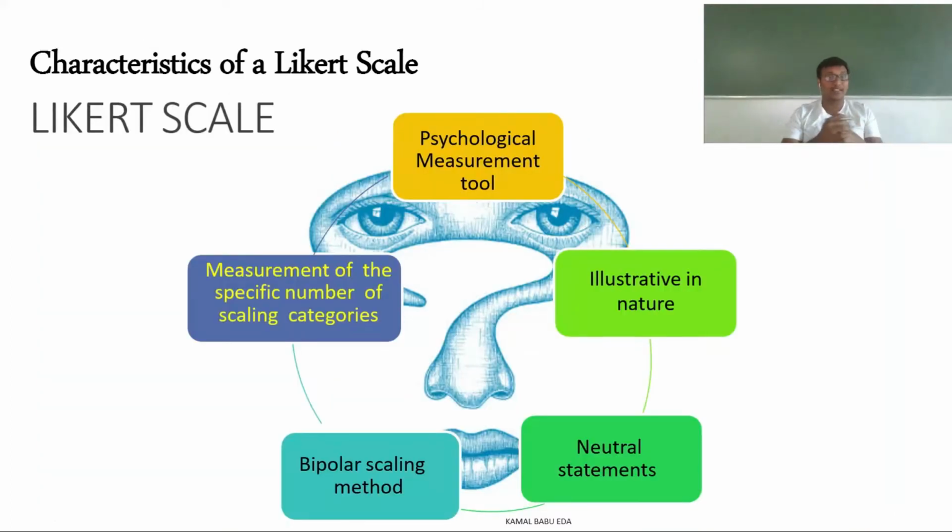Coming to the characteristics, it is a psychological measurement tool and it has an illustrative nature. You have to judge the situation, you have to judge the statement, and you have to give the answer. It can also pass neutral statements. It is a bipolar scaling method, and there is a specific number of scaling categories. So these are some of the characteristics of a Likert scale.